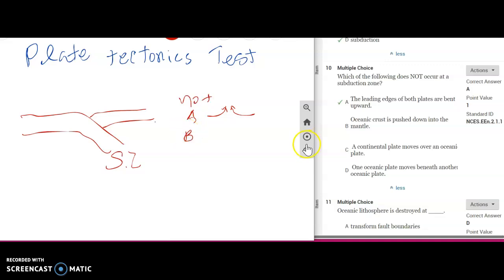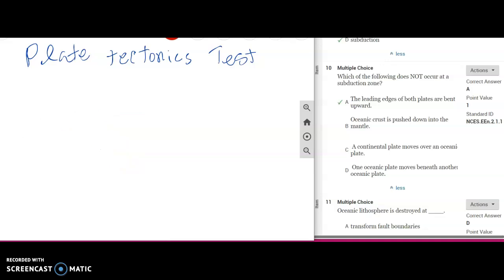B, oceanic crust is pushed down into the mantle. That is true. Oceanic crust is pushed down into the mantle. So that's yes. And we're looking for no. A continental plate moves over an oceanic plate. Yep, that can happen. Again, we're looking for the no. D, the oceanic plate moves beneath another oceanic plate. Remember we said this one could be an oceanic plate also. So that is yes. Anytime you have a question that says not in it, you're going to answer your answer choices, yes or no. And we're looking for the one that is not, which is A. Okay? Hope that makes sense. If it doesn't, let me know. I'll answer your questions. Now we're going on to number 11.